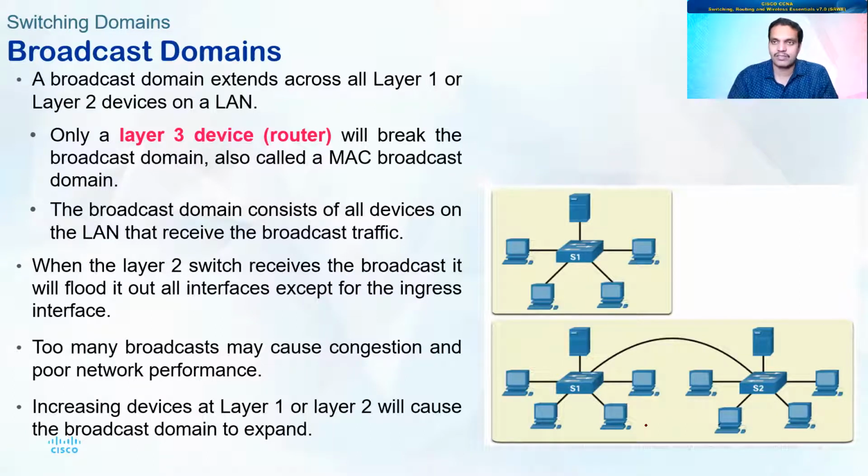Only a layer 3 device, just like your router, will break the broadcast domain. It can split these domains into two. Your switches will not be able to do that. If you see in the second diagram, all of this is a broadcast domain, because if this switch sends one particular frame, it will be transmitted on this link also, and the same broadcast will be forwarded.